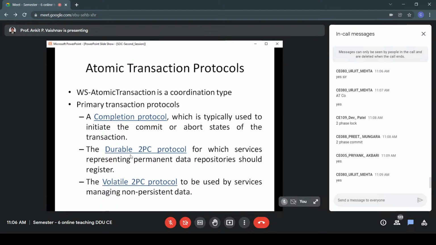But basically, durable two-phase commit is used for such services which are maintaining critical data. The opposite to that is volatile two-phase commit, right? So sometimes you are just maintaining data for a temporary purpose, like an intermediary service. It is not going to maintain data permanently. It is just doing minor updates, right?